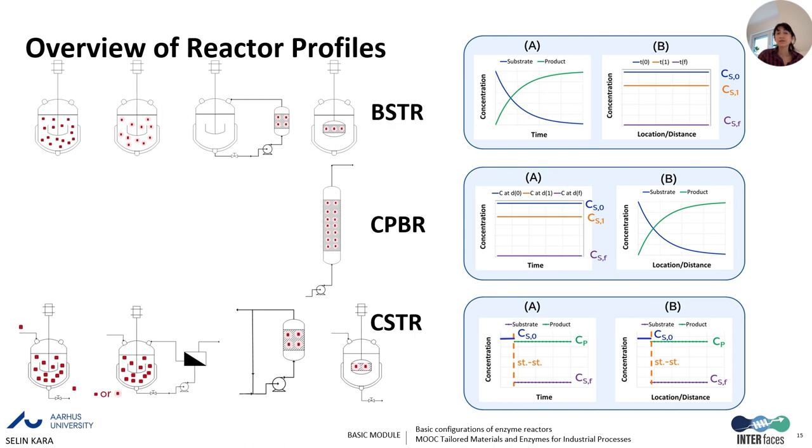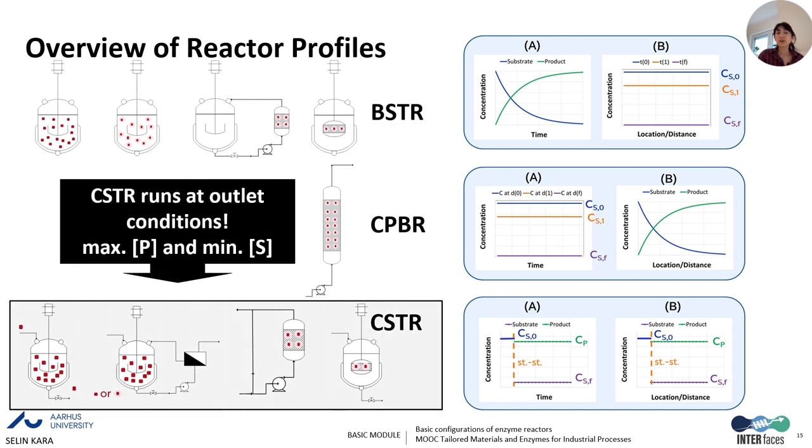What is different in the CSTR? The CSTR runs at outflow conditions. That's why after the steady state is reached, we have the minimum substrate concentration and the maximum product concentration. And when we take the sample in any location of a CSTR, we should always measure at that time X the same substrate and same product concentration because we are working with well-mixed conditions.